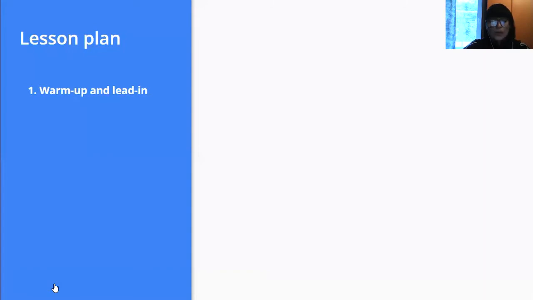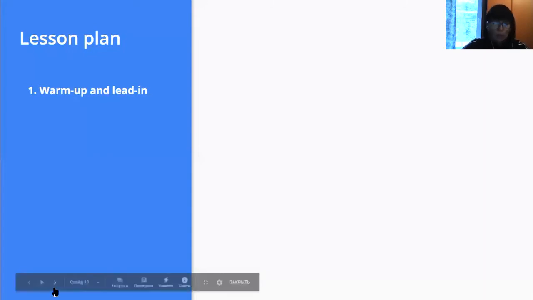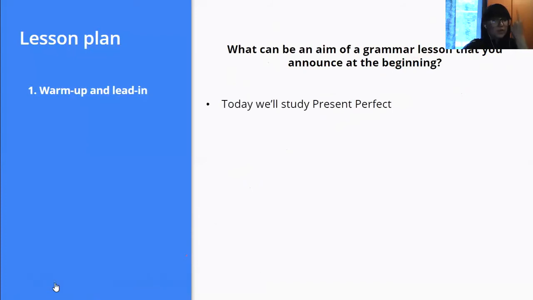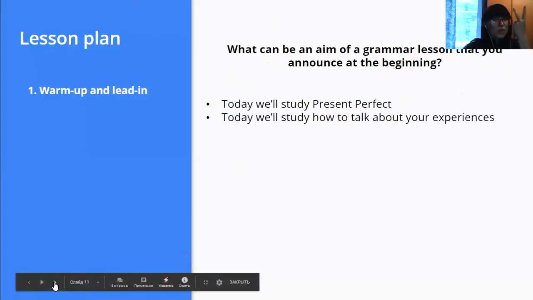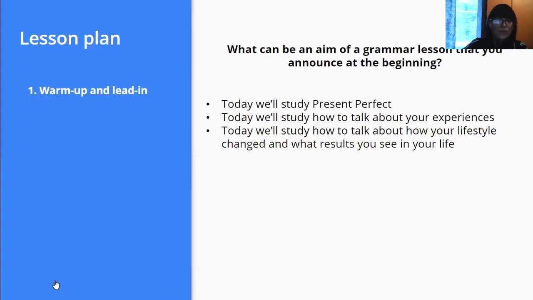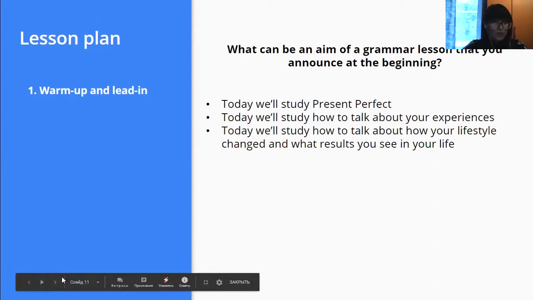If we're talking about grammar lessons, what do you think will be important to mention when we are setting the goals and when we are explaining what you are going to do today? Let's have a look. What can be an aim of a grammar lesson that you can announce at the very beginning? Today we'll study present perfect. Today we'll study how to talk about your experiences. Or one more, today we'll study how to talk about how your lifestyle changed and what results you see in your life. Which is better?